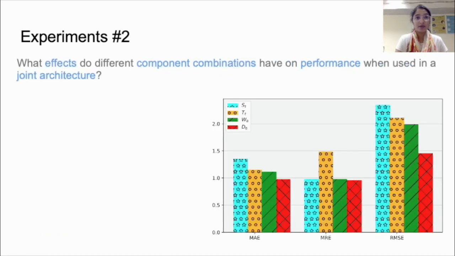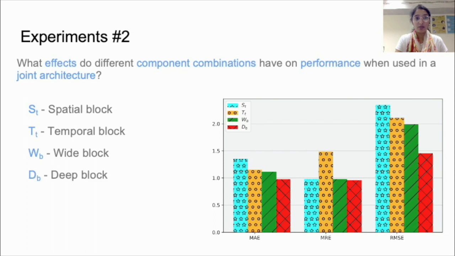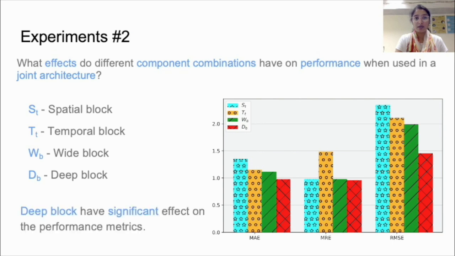Our next set of experiments is to observe the effect of different component combinations on performance in a joint architecture. In the figure, ST denotes the spatial block, TT denotes the temporal block, WB denotes the wide block, and DB denotes the deep block. We do the ablation study, that is, we remove each block one after another and observe the performance measures. From the figure we observe that the deep block has a significant effect on the performance metrics.